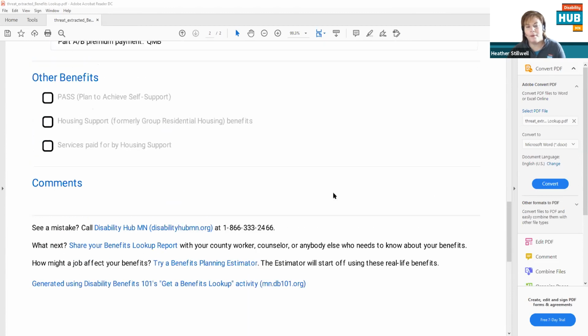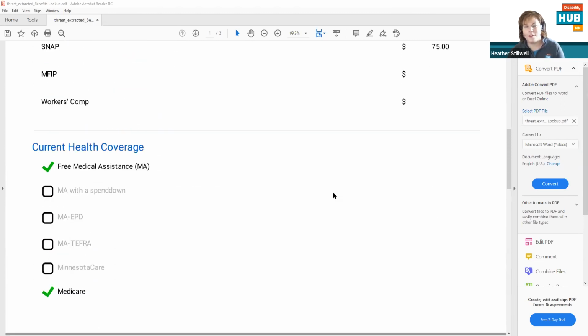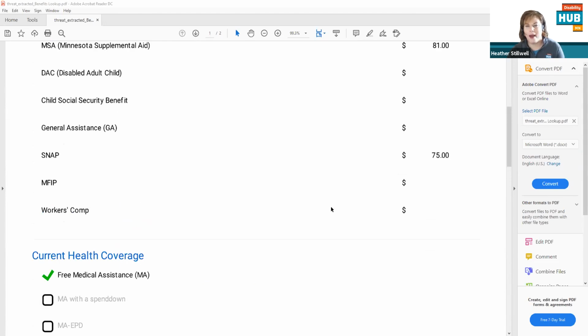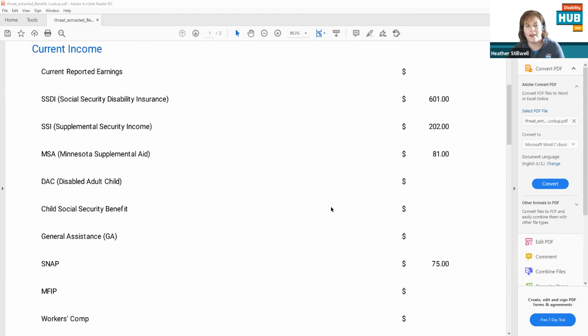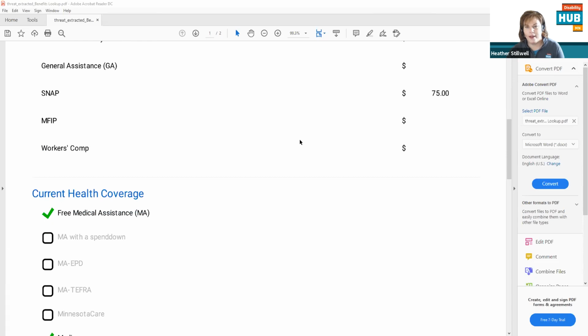And this is actually what a benefit lookup report would look like. I pulled up the wrong document, so I apologize for that. But this is what you would get if you did a benefit lookup. You would get a form back that would look similar to this, that would say what cash benefits you're currently receiving and what type of health care you're currently receiving.